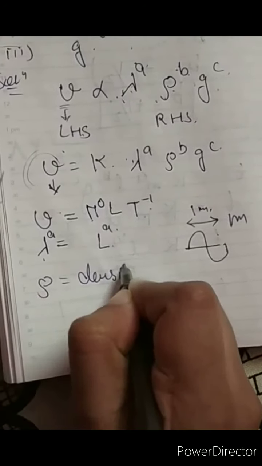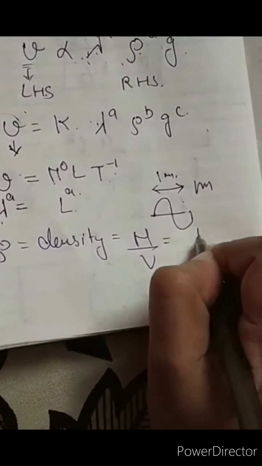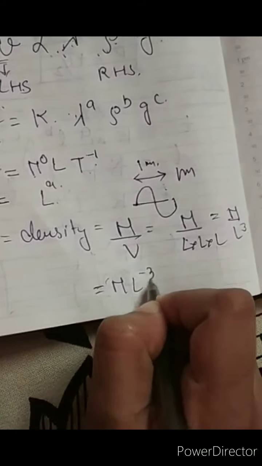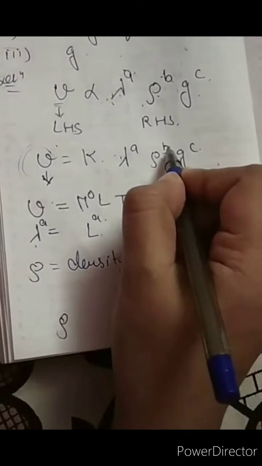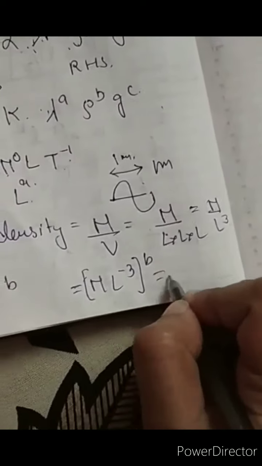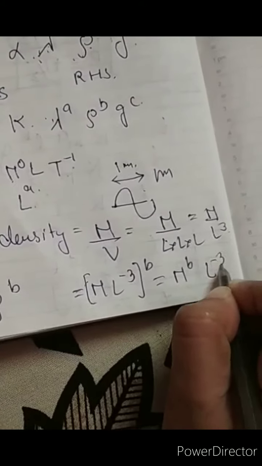What is rho? Rho is density. Density is equal to mass upon volume. Mass is capital M and volume is length into length into length, which will give you ML to the power minus 3 if you take L to the numerator. Now rho, we give it to the power B, so this whole thing to the power B. If you open it up, you will get M to the power B and L to the power minus 3B. Fine. Last one is G to the power C.